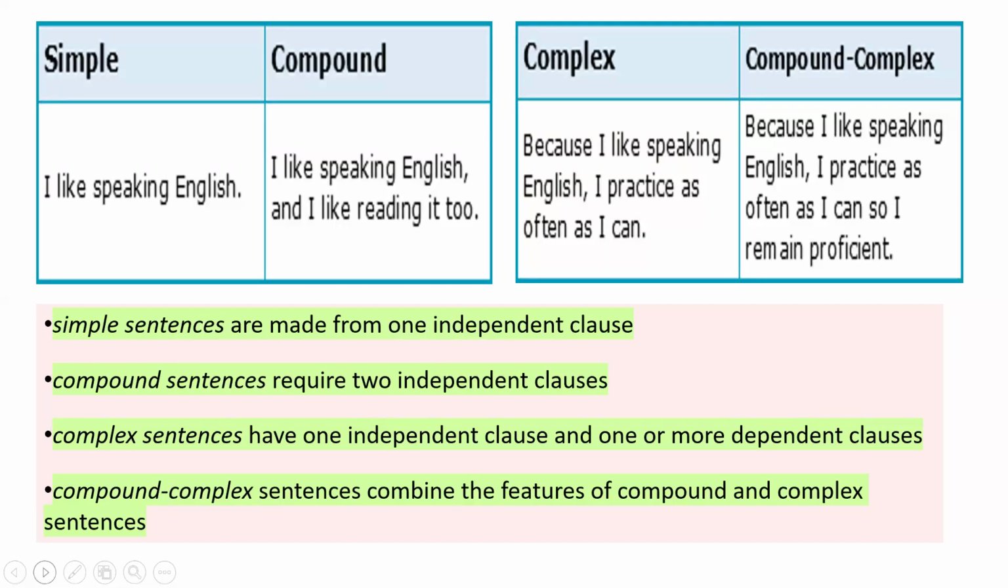So these are a few examples: simple, compound, complex, and compound-complex. Examples are given of a simple sentence, compound sentence, complex sentence, and compound-complex sentence. A simple sentence: I like speaking English. Compound: I like speaking English, and I like reading it too. Complex: because I like speaking English, I practice as often as I can. Compound-complex: because I like speaking English, I practice as often as I can, so I remain proficient.